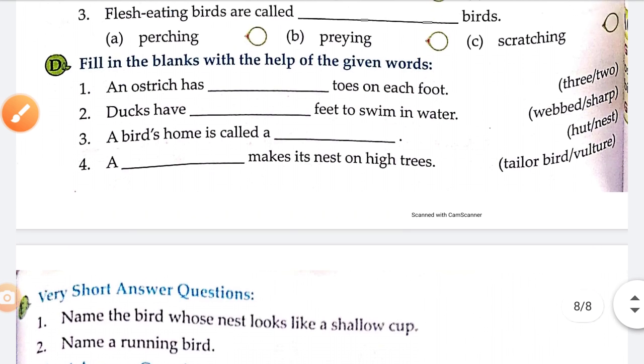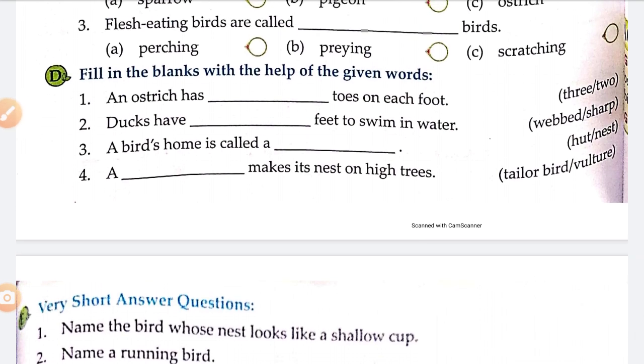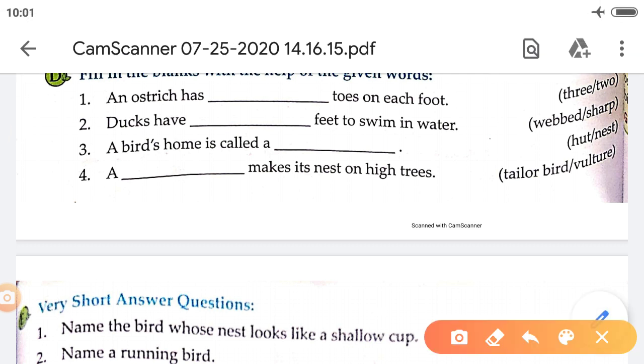D. Fill in the blanks with the help of given words. An ostrich has toes to each foot, that is 2. Ducks have webbed feet to swim in water. A bird's home is called a nest. And a vulture makes its nest on high trees.